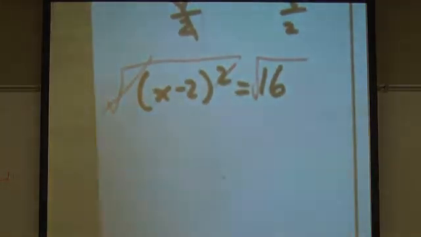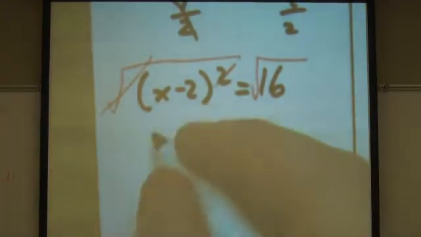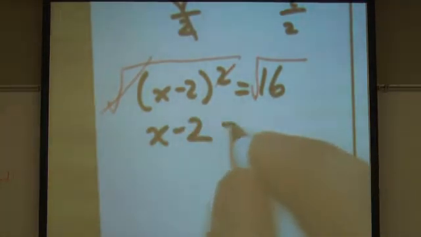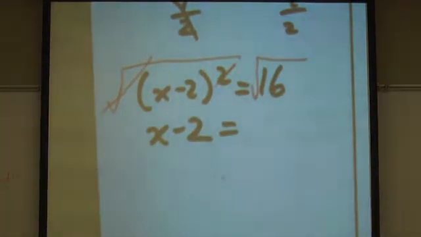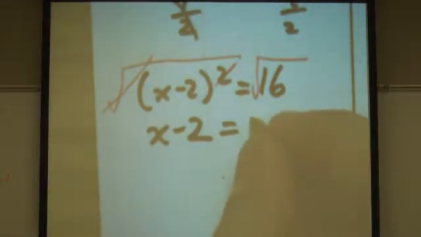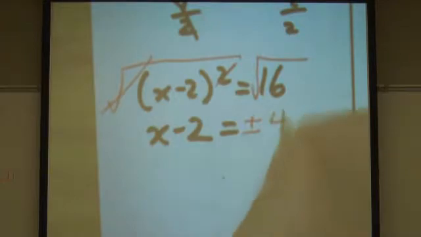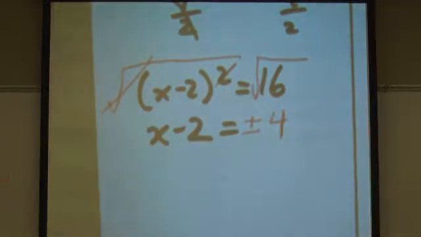Remember, square rooting cancels out with the exponent of 2, leaving us with just x minus 2 on the left side of the equation, equals, and as soon as you square root, this is where the plus or minus comes into play. And the square root of 16 is exactly 4. And then the next step is to add 2.